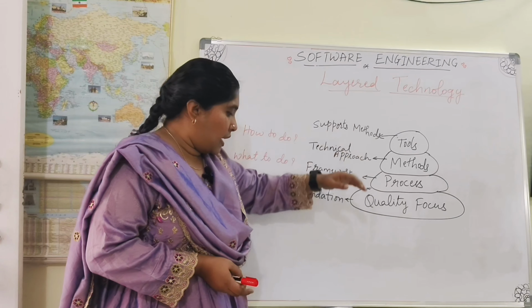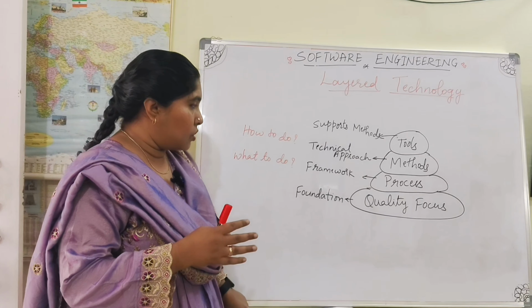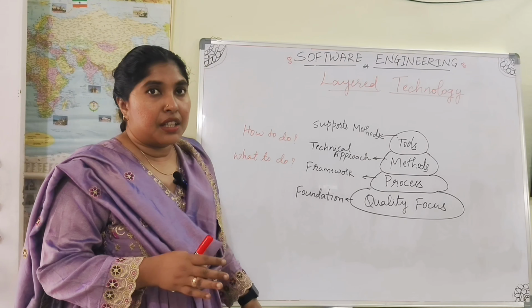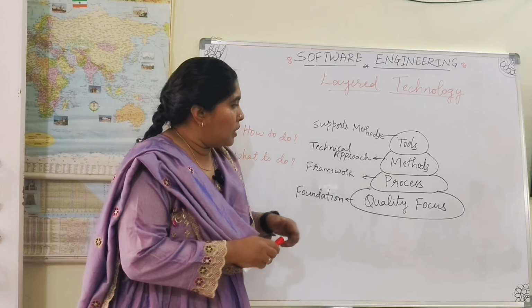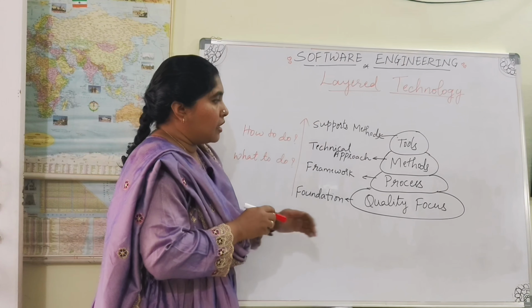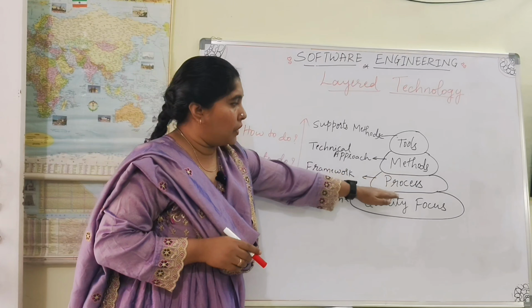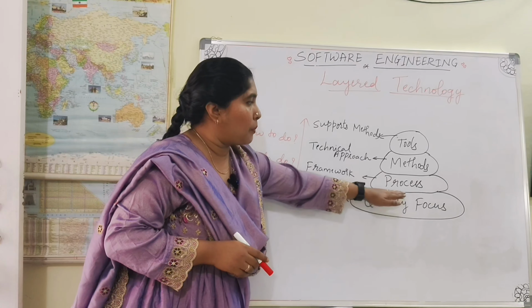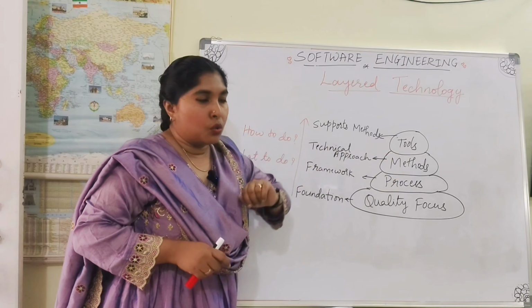Each layer has a specific role, and together they ensure the software is developed efficiently and systematically. The layers work from bottom to top. Each layer supports the layer on top of it. Like quality focus supports process, process will support methods, methods will support tools.